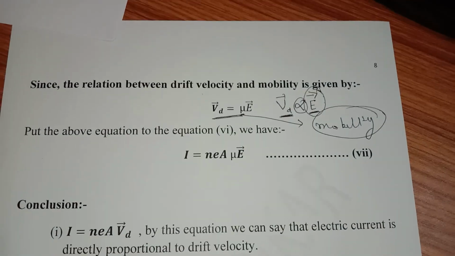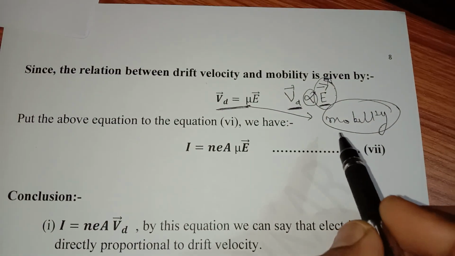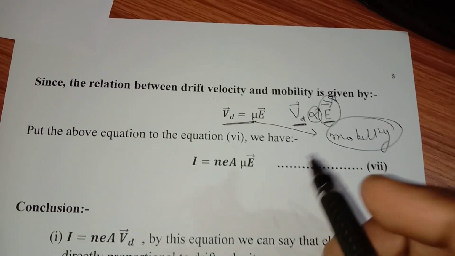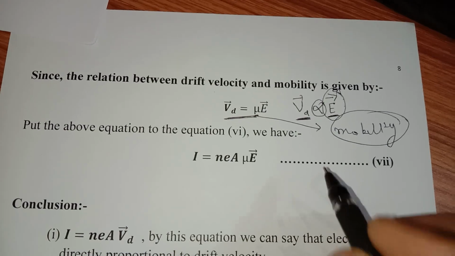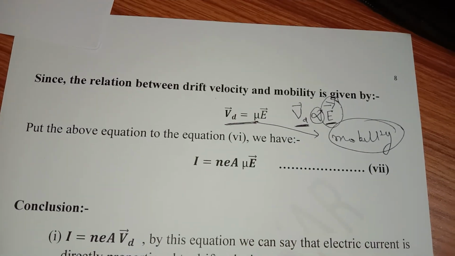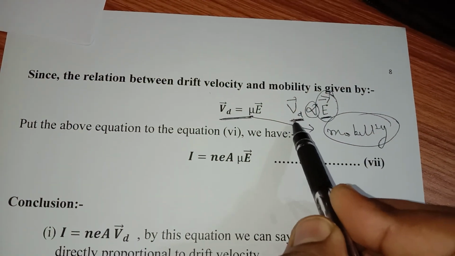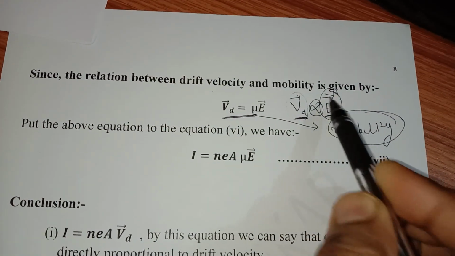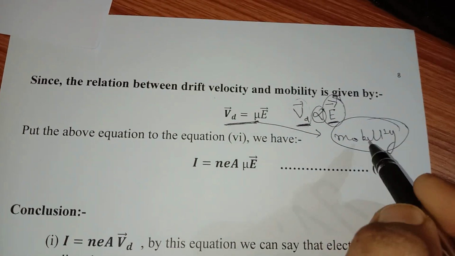The mobility of the electron is greater than the mobility of the proton. The mobility of a negatively charged particle is greater than the mobility of a positively charged particle, which we will discuss in the next lectures. But here the drift velocity is directly proportional to the electric field. So Vd equals mu E, and here mu is the mobility.